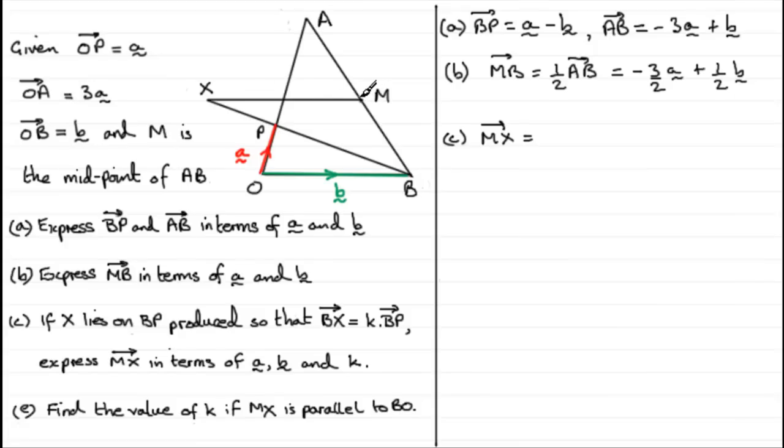Going from M to X is the same as going from M to B followed by, in other words plus, BX, so we'll just put that in. Now we know what MB is, we just worked it out. It was this vector here. So we can put that in as being minus 3 over 2 a plus a half b. But what about BX? Well, we're told that BX equals k times BP. And we know that BP was a minus b. So we can write this as k times, in other words, a minus b.